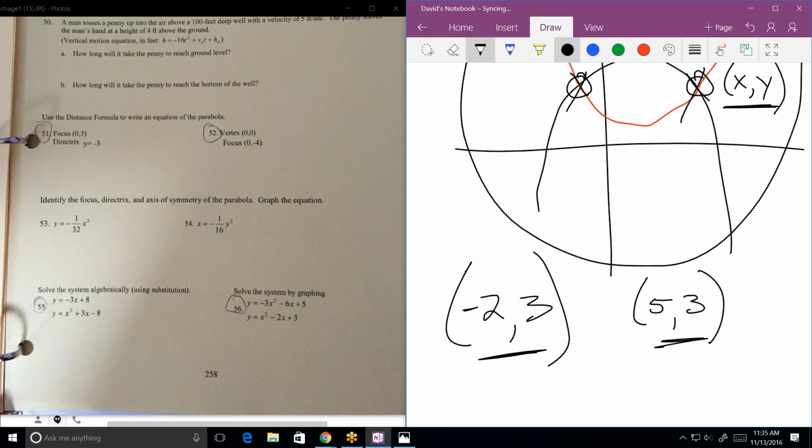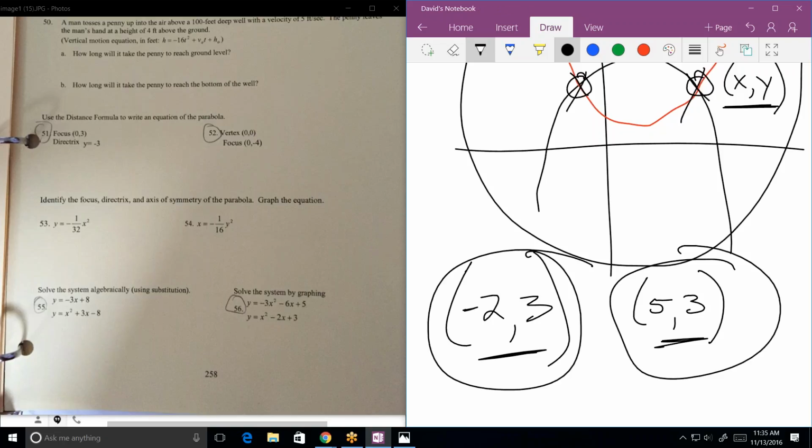So your answers are not x equals minus 2, x equals 5, y equals 3, y equals 3. In other words, that's one answer, that's another answer. Your x and y coordinates have to go together in a pair.